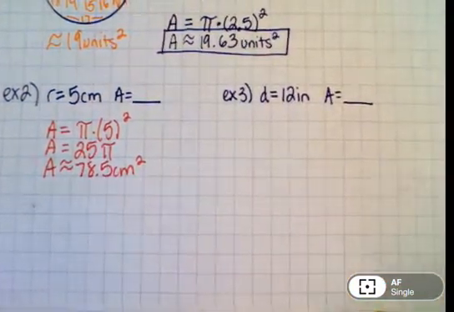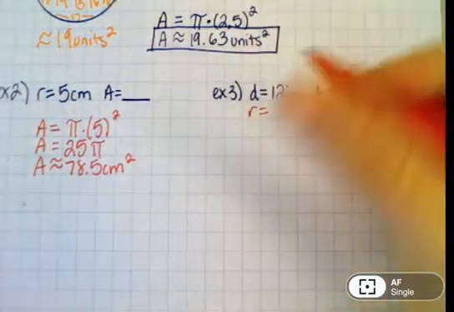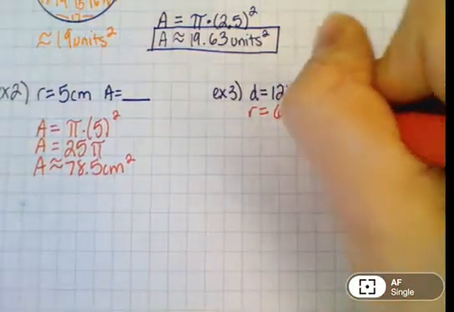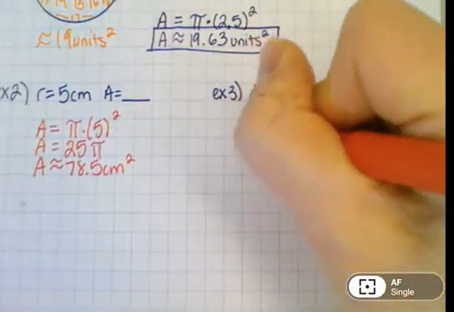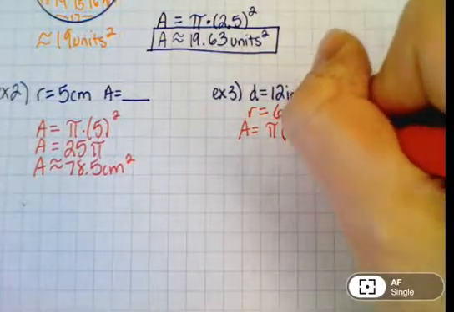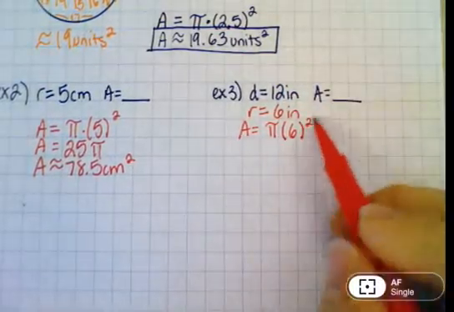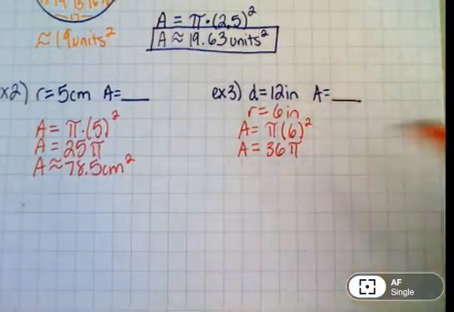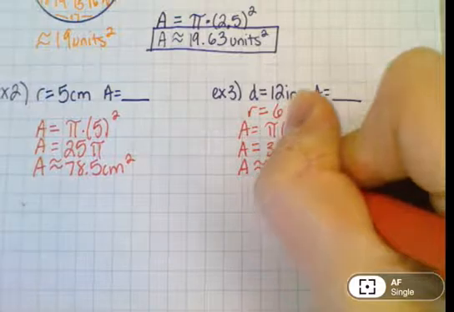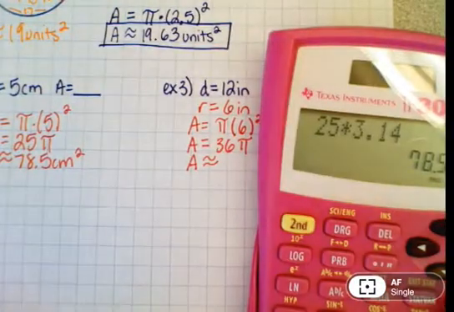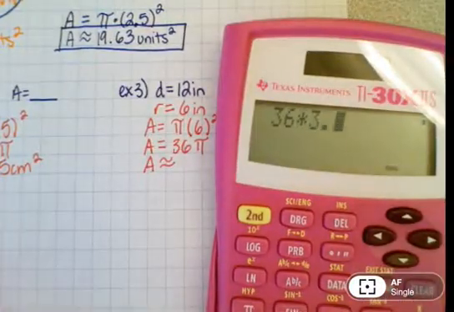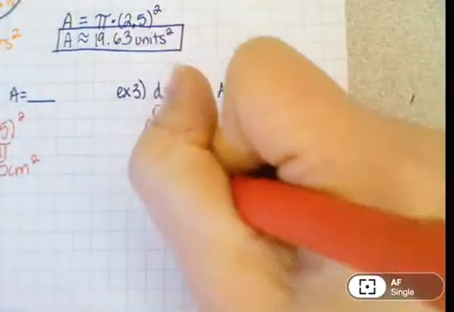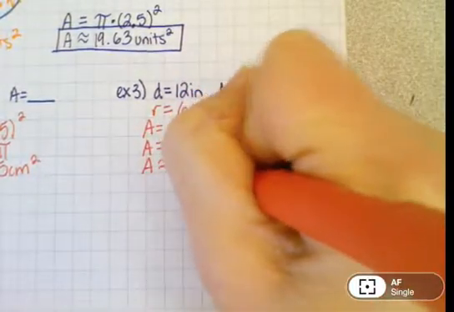For example 3, I'm going to just go ahead and write down what the radius is before I begin. So if the diameter is 12, the radius is half of that, or 6. So the area is pi times the radius squared, or pi times 6 squared. 6 times itself is 36, so I have 36 pi. So to figure out the approximate area, I'm going to do 36 times 3.14, and I get 113.04 inches squared.